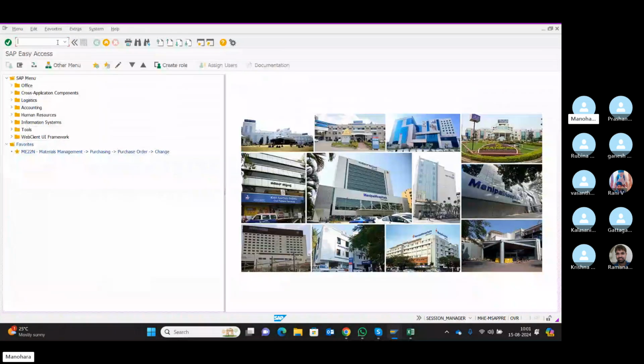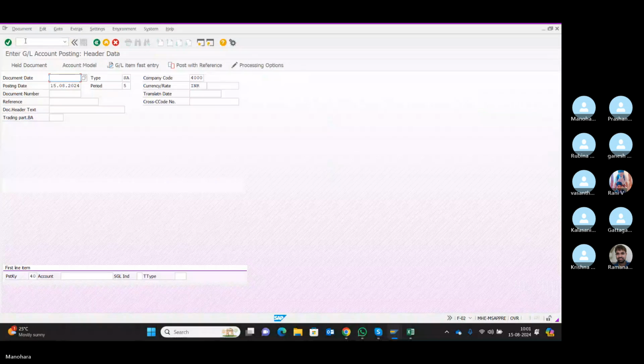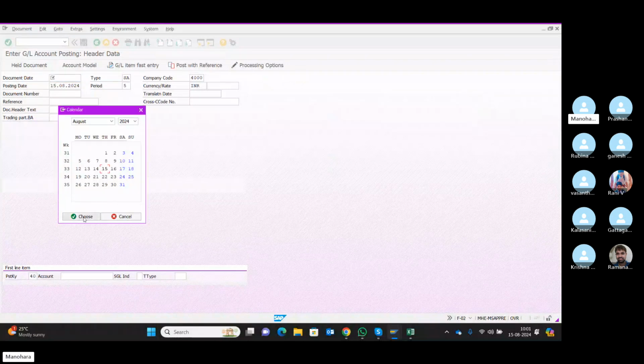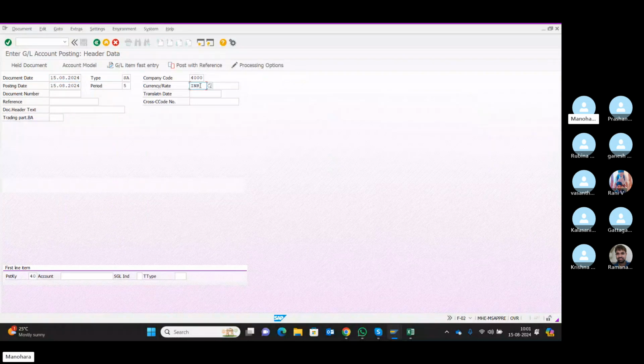F-02 is a universal T code, right? So you can post it directly from here only, because this is a universal journal entry, a universal T code. So once again I will go to post the vendor invoice or customer invoice. So 01 is customer invoice, right? 01 is a customer, everyone knows, right?